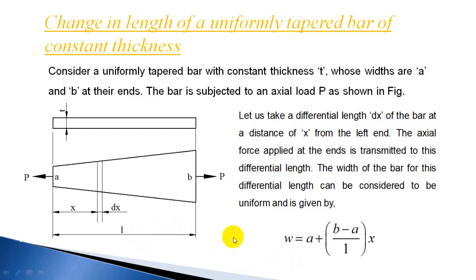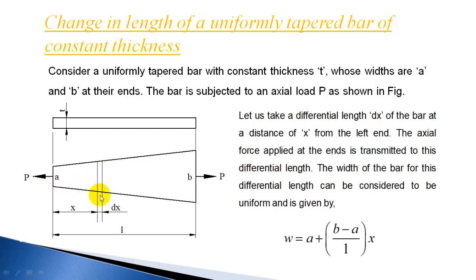(B minus A) by L will give the increase in width in 1 mm length. If you multiply by x, that will give the increase in width in x mm length. For 1 mm length, the increase is (B minus A) by L. For x mm length, the increase in width is (B minus A) by L into x. So the increase in width at a distance x is (B minus A) by L into x.